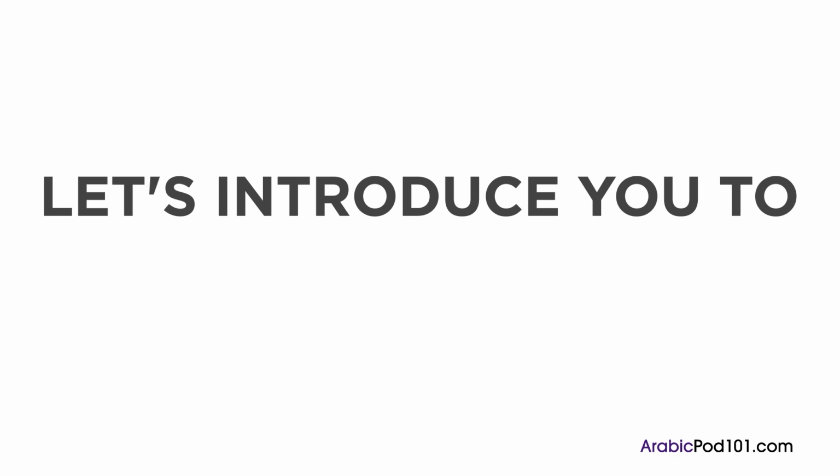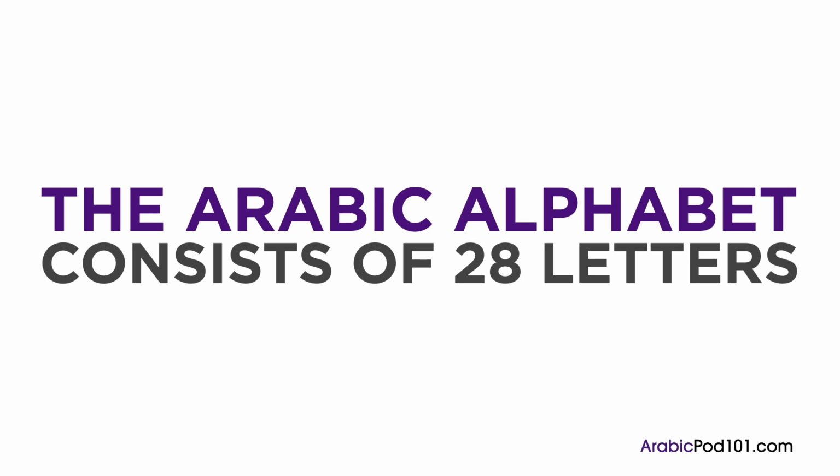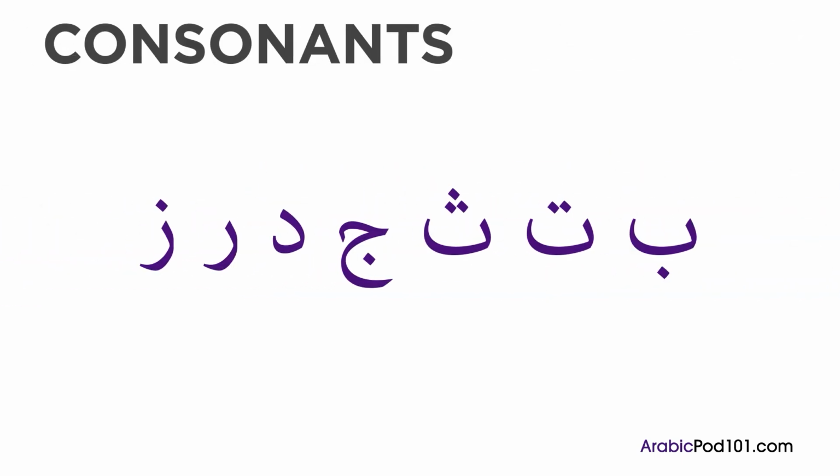In this lesson, you'll learn the basics of Arabic writing. First, let's introduce you to the Arabic alphabet. The Arabic alphabet consists of 28 letters. There are 3 vowels, Alif, Wa, Ya. The rest are consonants. Ba, Ta, Tha, Jim, Dal, Ra, Za.